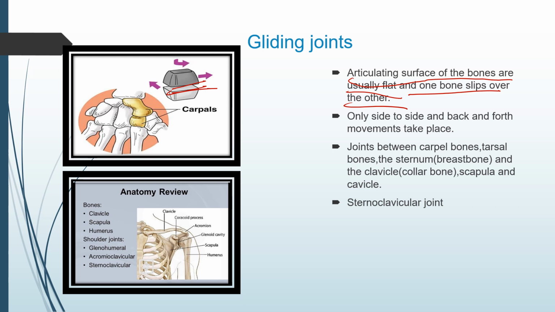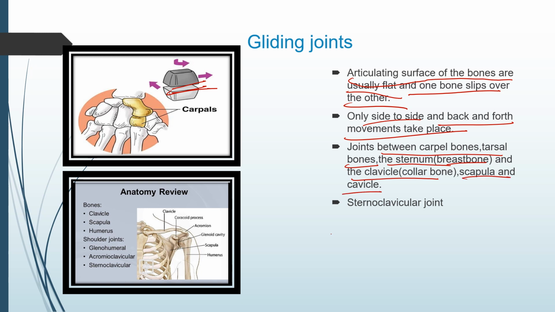So only side to side or back and forth movements can take place. One bone is on top of the other, both having a flat base, and they slip one over the other. What are the examples of this type of joint? Gliding joints are mainly present between the carpals, the tarsal bones, the sternum, which is the breastbone, and the clavicle, the collarbone, and the scapula and the clavicle.